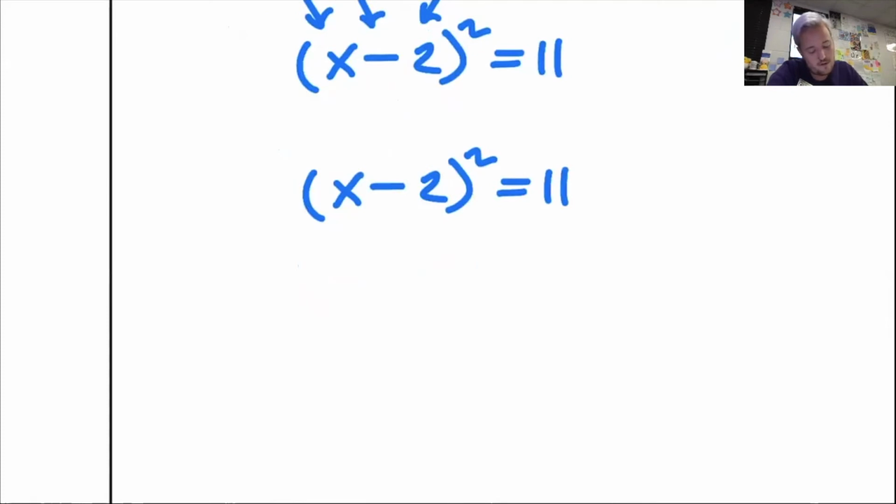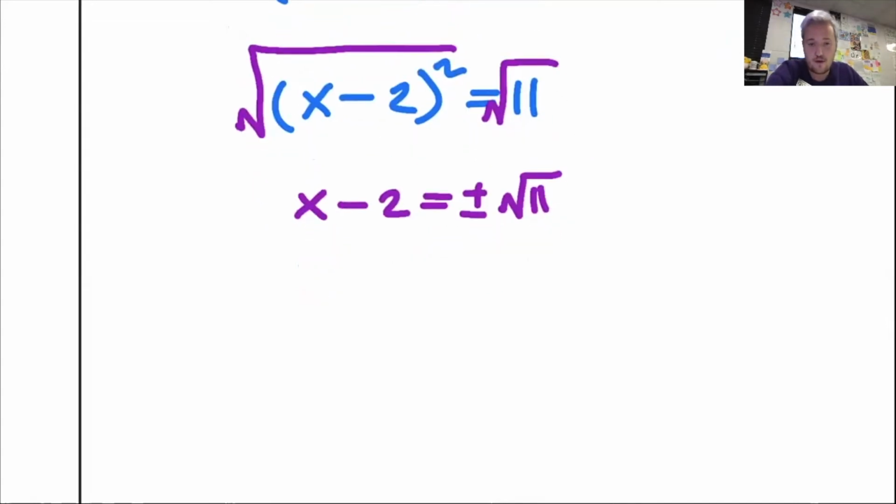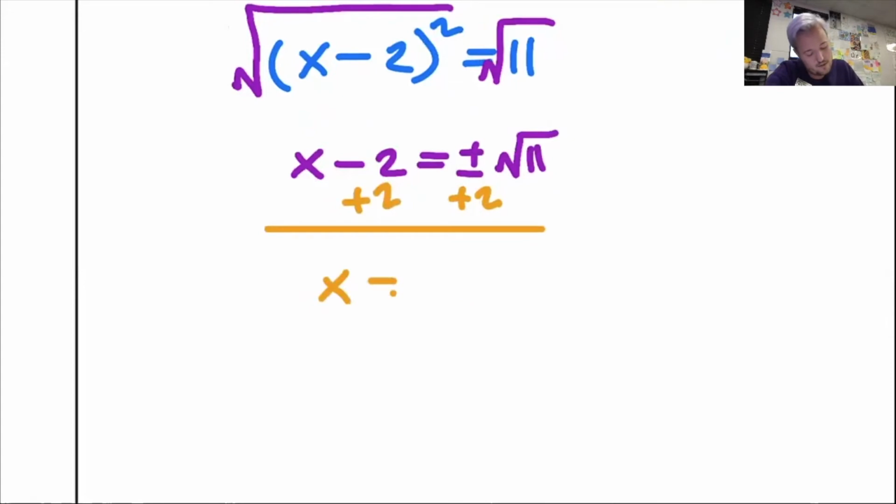All right, so I'm going to do the square root of both sides. So I have x minus 2 equals plus or minus the square root of 11. Now, I can't break down the square root of 11 at all, so that means there's no factor tree that you can do in this one. So you can move over the 2. And remember, it goes in front of the plus and minus. So x equals 2 plus or minus square root of 11. So this is your final answer.